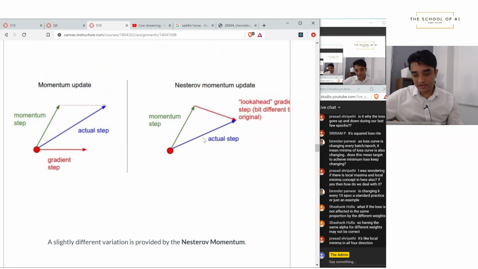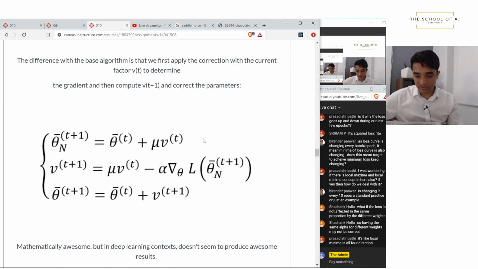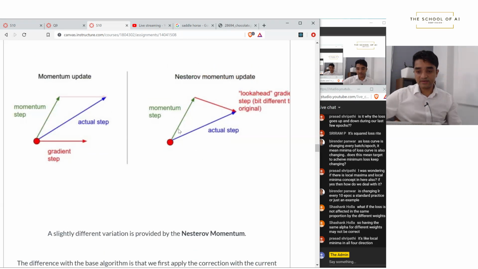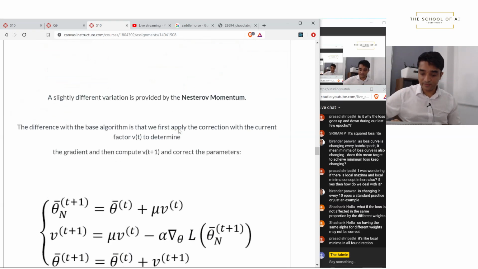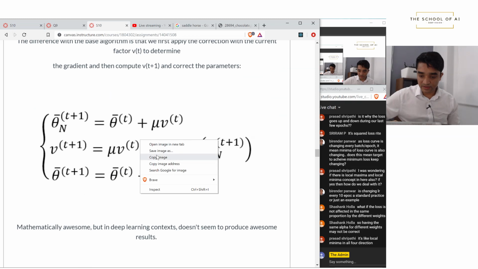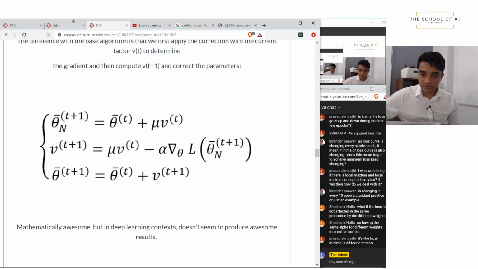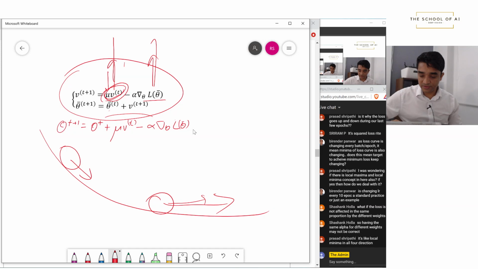Now, Nesterov update, we have an equation for Nesterov update also. Sometimes you're going to see Nesterov equal to true or not. In Nesterov, what do we do? Let's see. It's a very interesting equation. I'm going to keep it next to this equation.